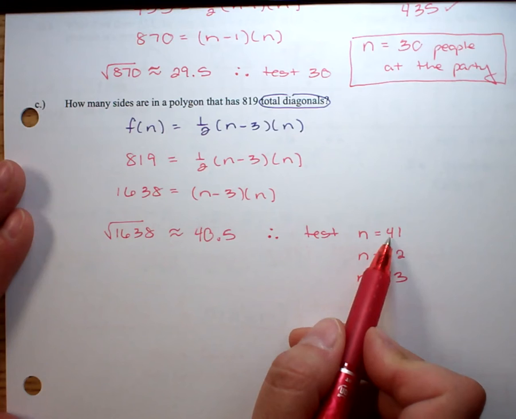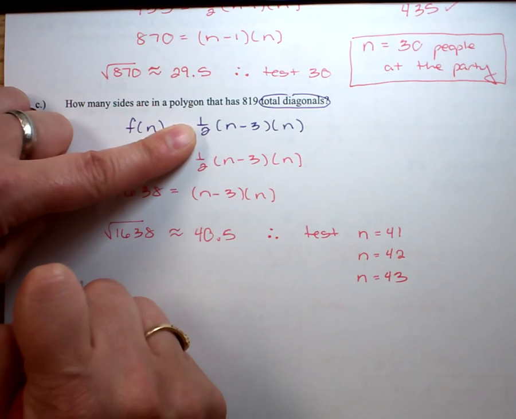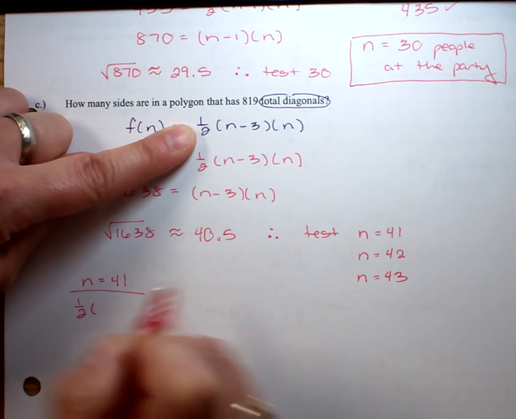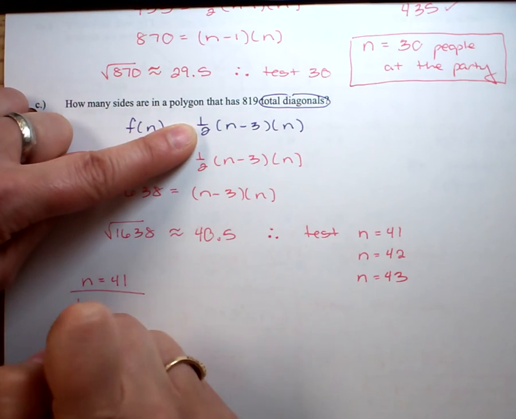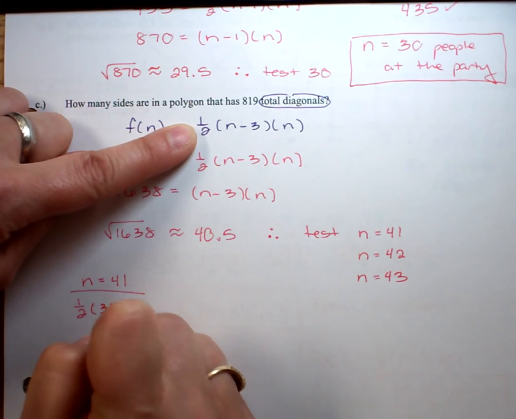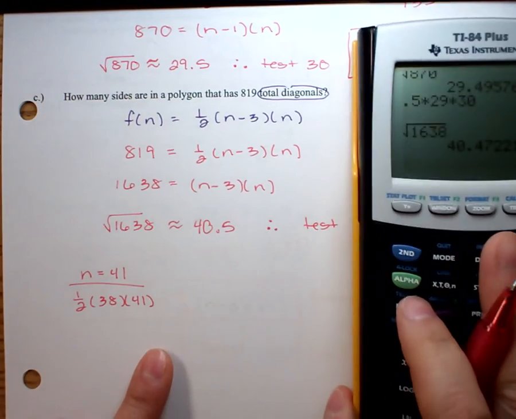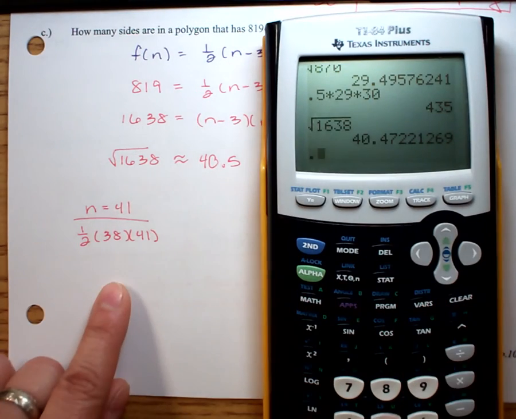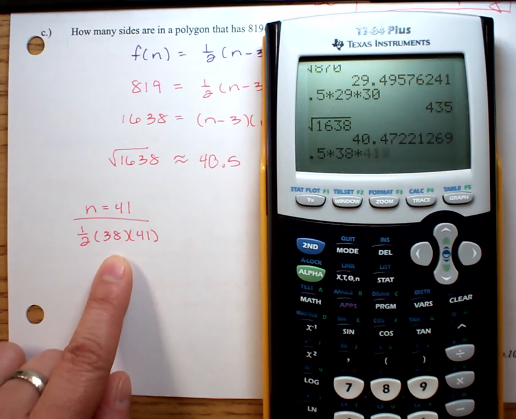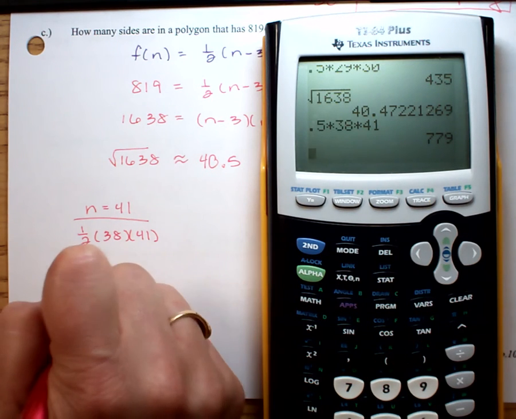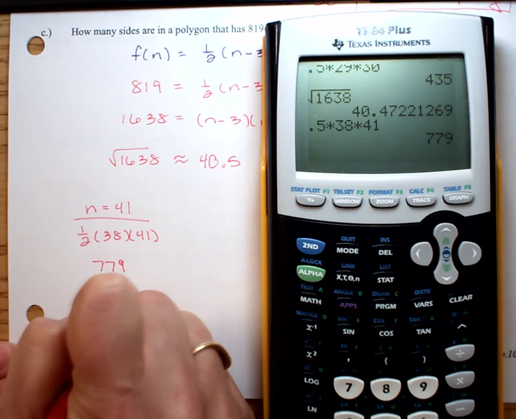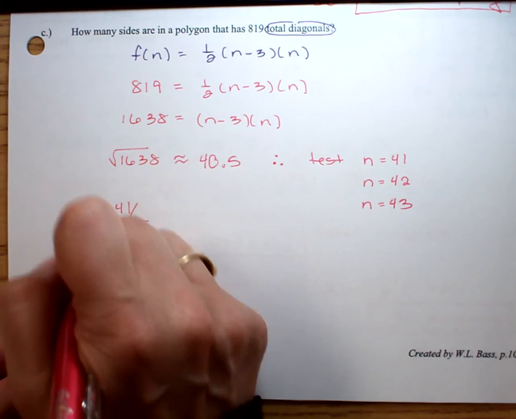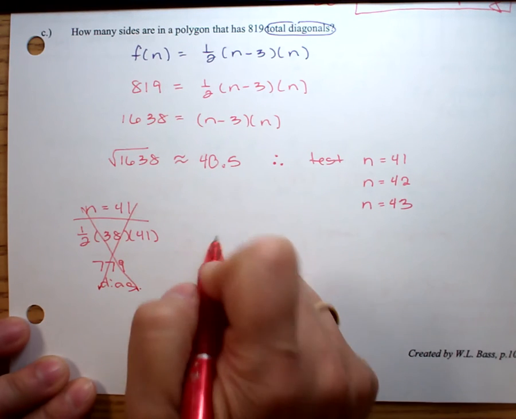So if I do n equals 41, I'm plugging into the formula. So when n equals 41, I'm going to have 1/2, 41 minus 3 is 38, and then, of course, my 41. Type that in my calculator here. I'm going to slide this up. It'll make it a little easier for you to see. So just type that in my calculator, 0.5 times 38 times 41. That tells me that there were 779 diagonals. Is that how many diagonals that we had? No. So that one fails. We mark it out. Test the next one.